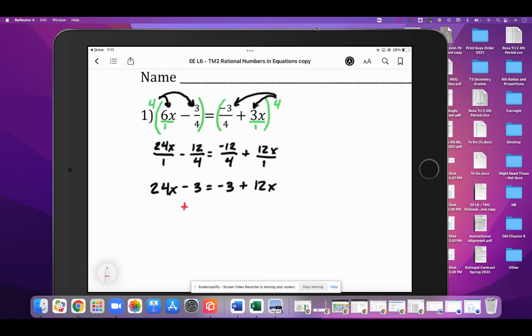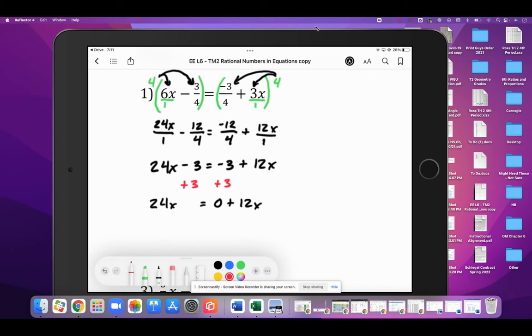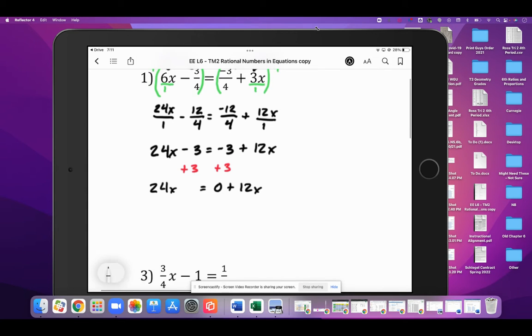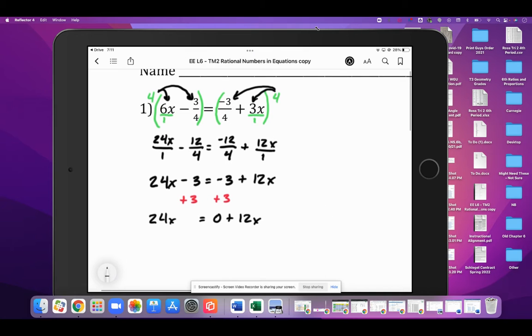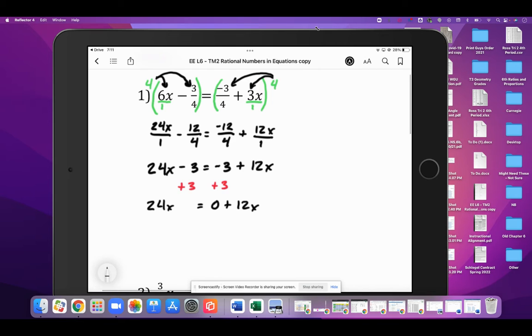And so what we would do is I would choose to add 3 to both sides here. Now that the fractions are gone, this is exactly like work that we've done before. So I get 24x equals 0 plus 12x. And then I'm going to have a situation where, this is kind of a strange problem because I'm going to end up getting 0, which is kind of weird.